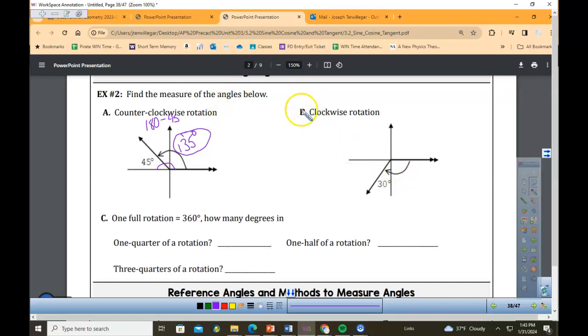Okay, let's do B. Let's do it clockwise. So now, going this way, this little piece is 30 degrees. What would this piece over here be? It's 90. And 90 plus 30 is 120. But because I'm going clockwise, it's negative 120, right?